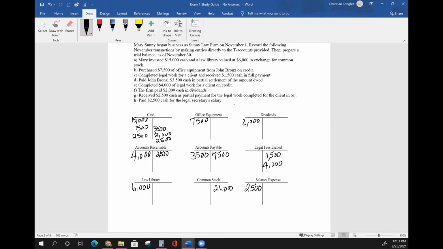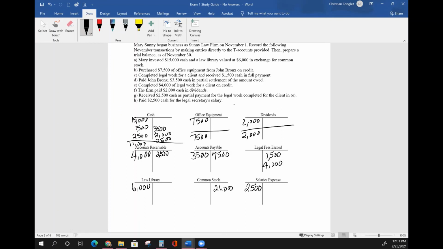Okay, so I've put all my numbers into the accounts. And now I want to go ahead and add them up and figure out what the balance is in each one of those accounts. So cash, we had 15,000 plus 1,500 plus 2,500. And then I'm going to deduct 3,500, 2,000 and 2,500. So my cash balance is $11,000 debit. So I'm going to have it on the debit side. Equipment, 7,500 debit.